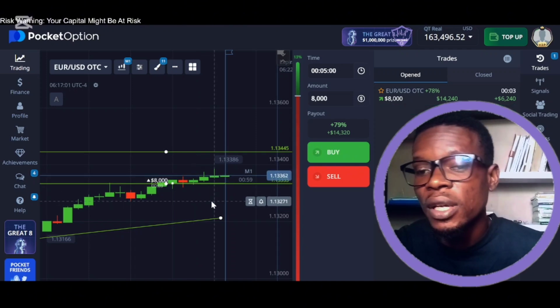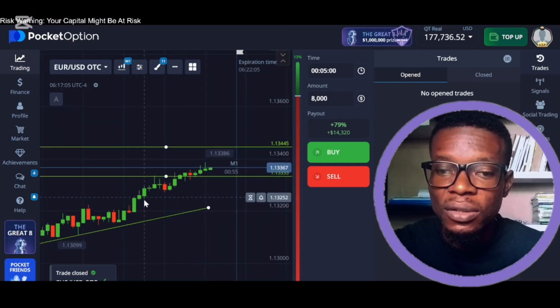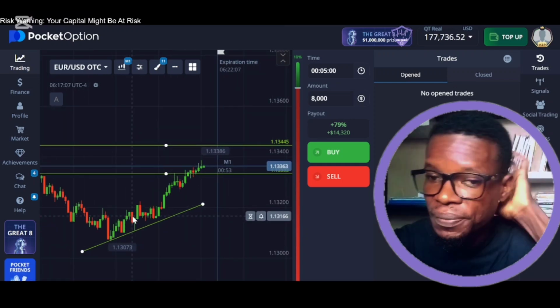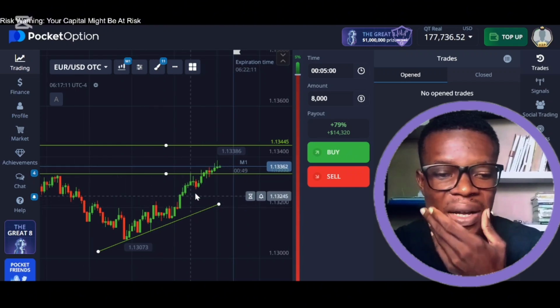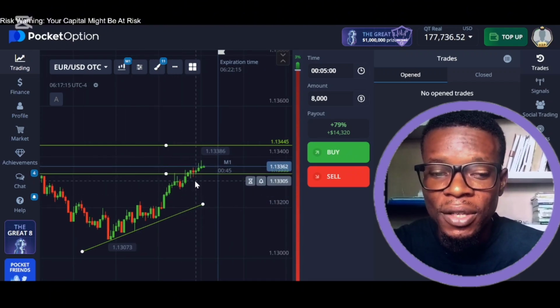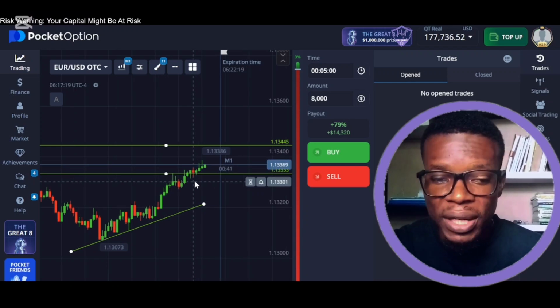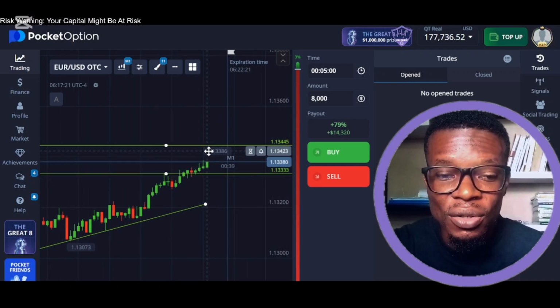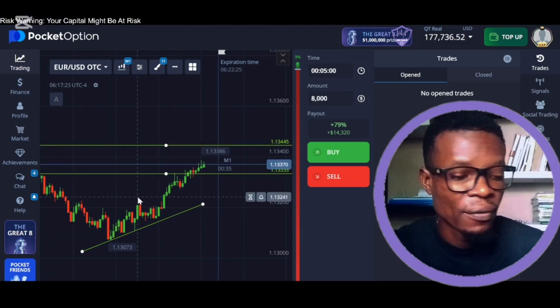So in 4, 3, 2, 1, and there you have it. We have just won this very beautiful trade. Our price is moving very slow, but we have eventually won this trade. It means that our analysis was correct, and of course, price is still going to test this very level in the future, just as we have analyzed.